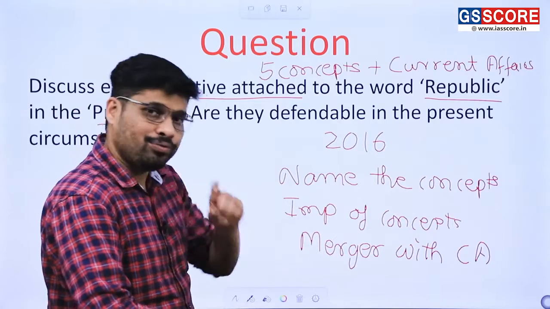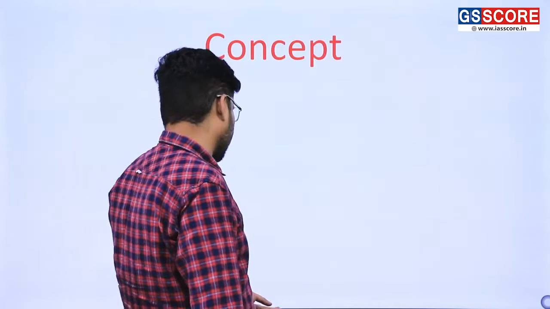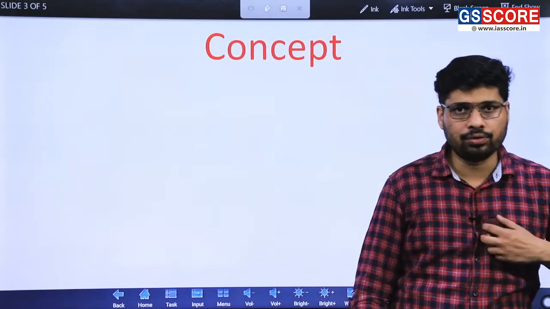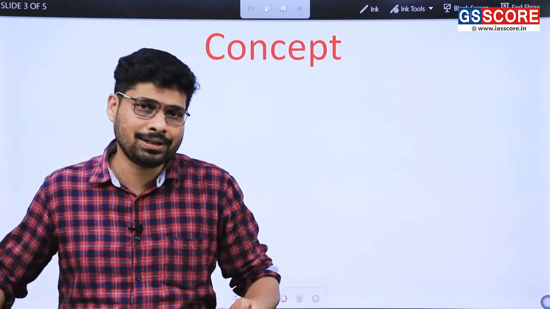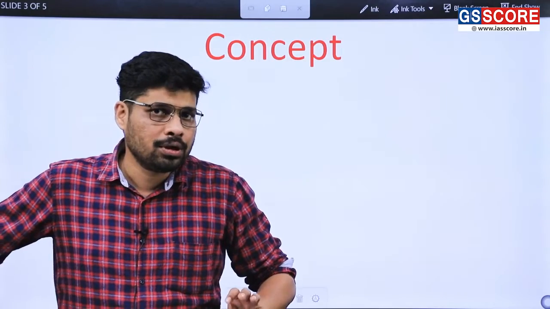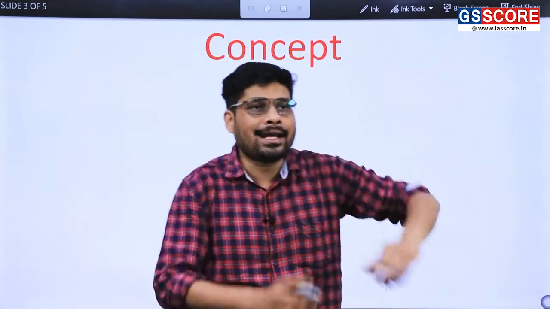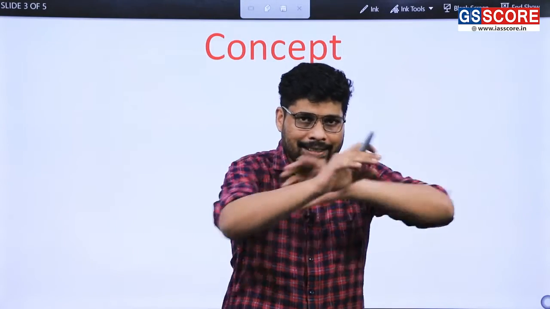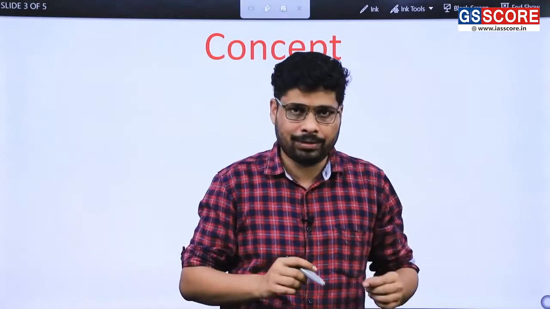Let us now get into what those concepts are, related to republic, or the adjectives attached to republic. That means you have to talk about 4 other natures, 4 other characteristics that the Indian state has to embody other than republic.